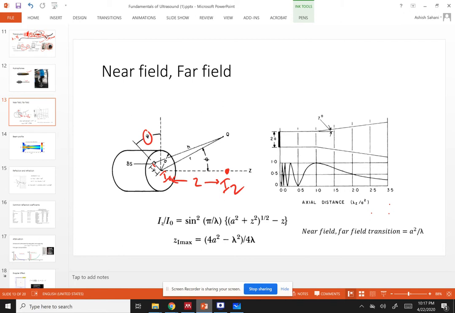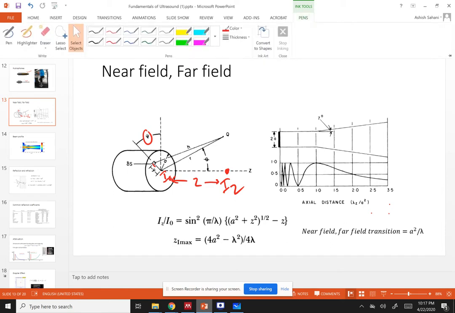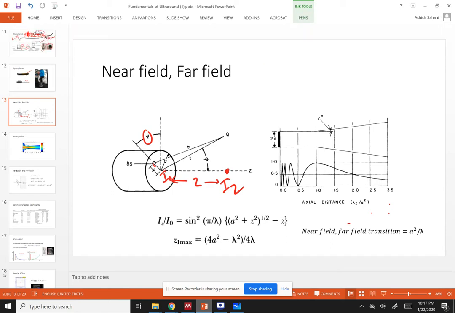So you can calculate the intensity at any given point, starting from this point. You can go on increasing the z, and as you increase z, you will see the intensity plot shown in this plot here. As you increase z, you can see the intensity varies quite a lot at the surface, but after a particular distance it becomes quite smooth.